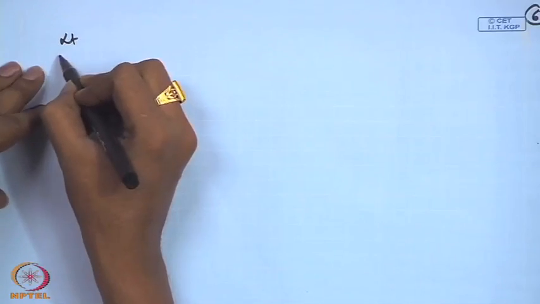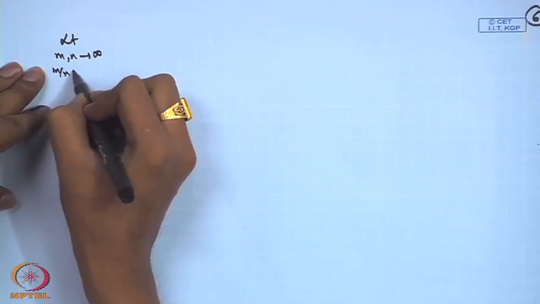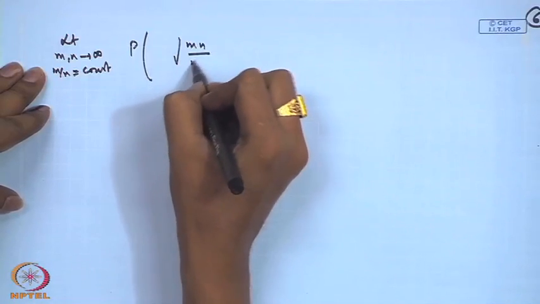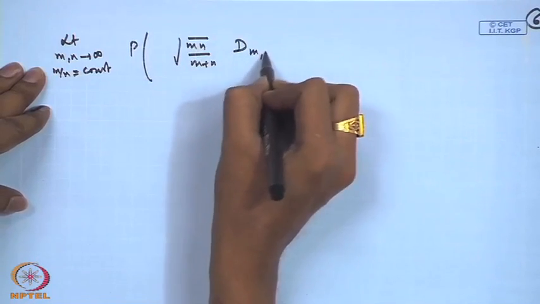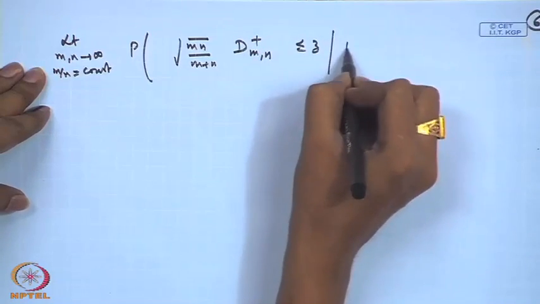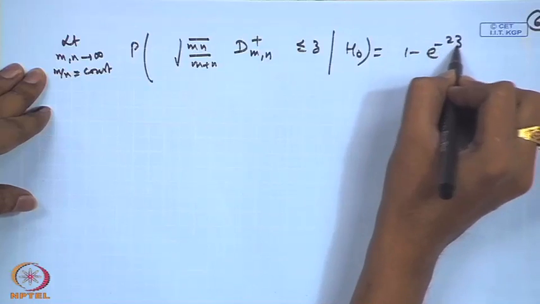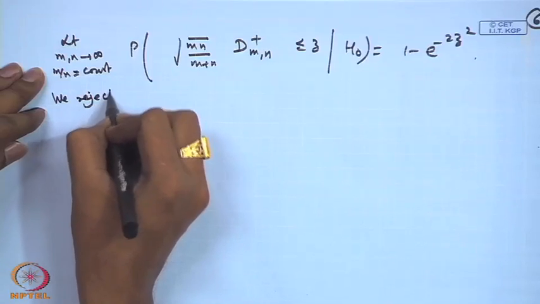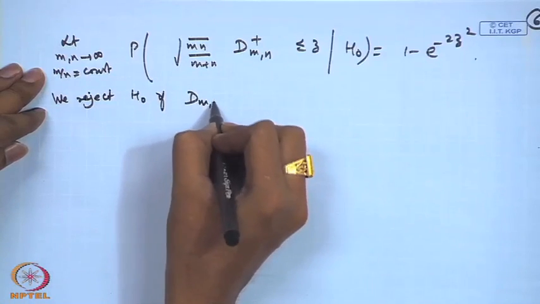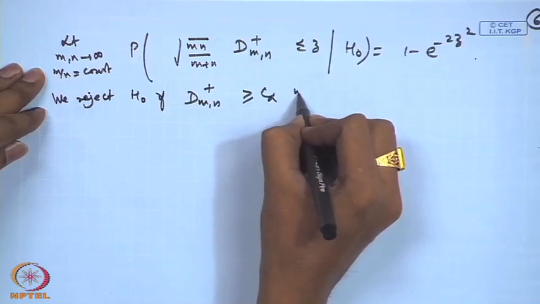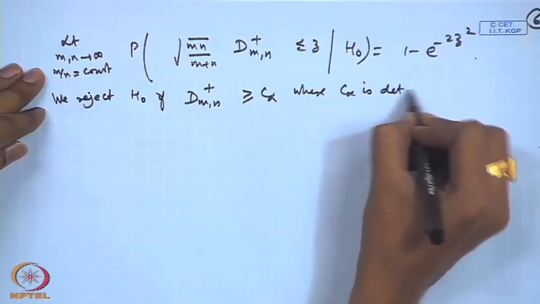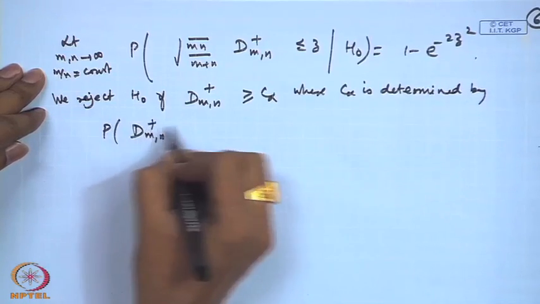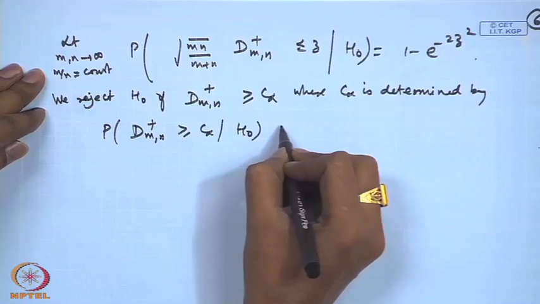Limit as m, n tending to infinity such that m by n is a constant of the probability that root of mn by (m plus n) times dmn plus is less than or equal to z under H naught is 1 minus e to the power minus 2 z square. We reject if dmn plus is greater than or equal to c alpha, where c alpha is determined by probability of dmn plus greater than or equal to c alpha under H naught is equal to alpha.